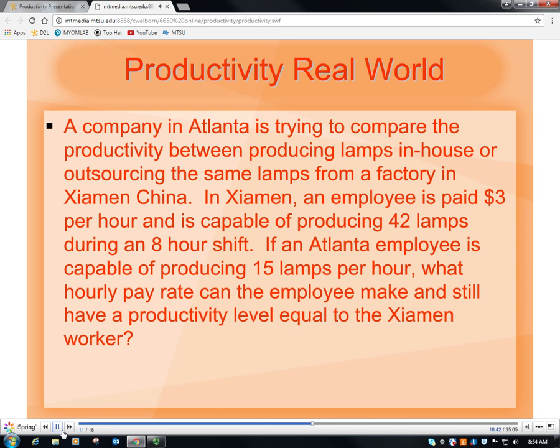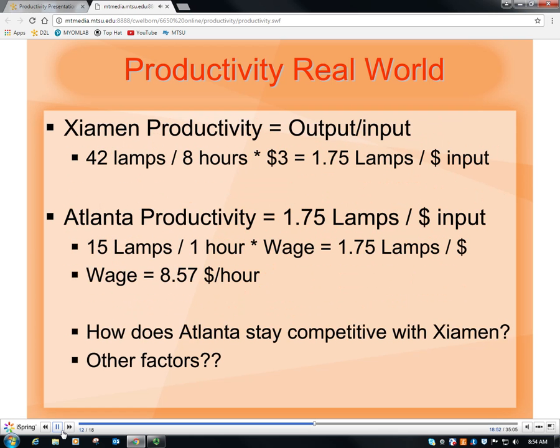So obviously we're missing a piece of information from Atlanta. We're missing their wage rate. That's what we're being asked to figure out. Okay, so how do we work a problem like this? We have all the information that we need for Xiamen, so the first thing we want to do is figure out the productivity there. We know from our formula that productivity is output divided by input. And we think like a manager or an owner of the company, not like an employee. So we ask, what do I get out of this process from the manager or owner standpoint?